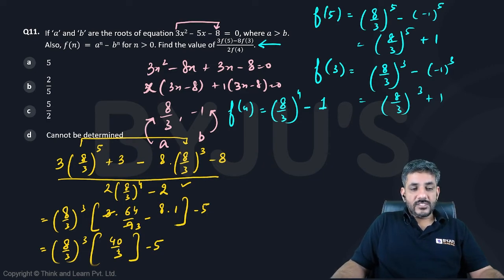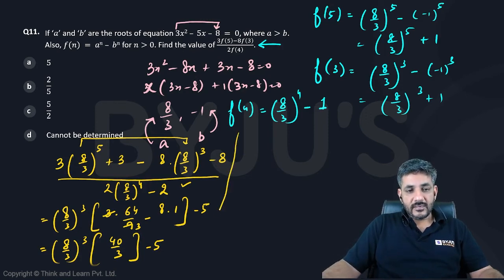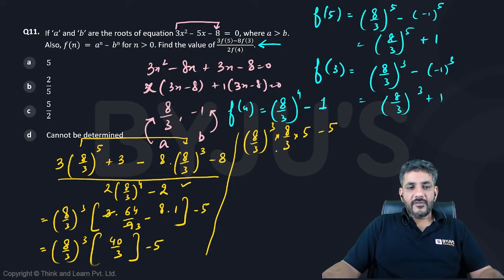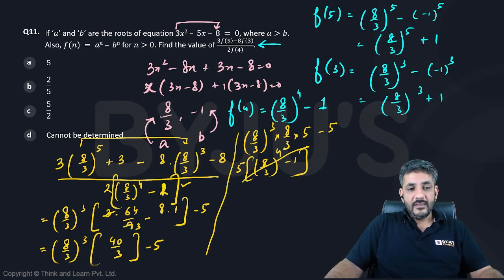If you just look at this, what is 40 by 3 minus 5? It is 8 into 5 by 3. If I further solve it, let me do it here. So it will become (8 by 3) whole cube into (8 by 3 into 5 minus 5). And the moment I take 5 common probably from here, inside I would have (8 by 3)⁴ minus 1. Now this (8 by 3)⁴ minus 1 can be cancelled out with the denominator if 2 is taken common. If I just take 2 common, (8 by 3)⁴ minus 1 is cancelled out. In the numerator 5 is left, in the denominator 2 is left. So my answer is 5 by 2.